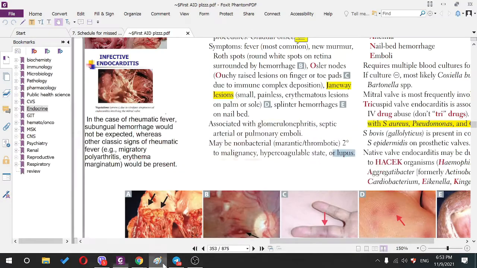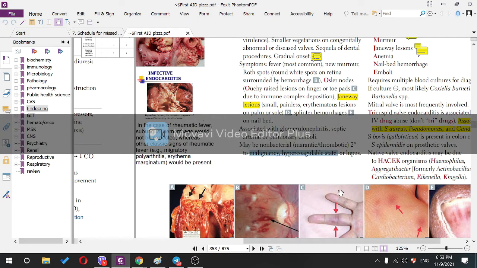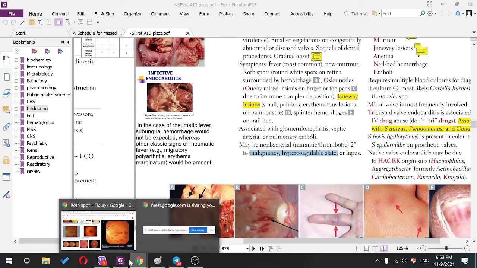Good. So they can be secondary to malignancy and hypercoagulable state. Well, it means that there is, which malignancy is most commonly leading to hypercoagulable state, guys? Do you know it? There is one malignancy that causes hypercoagulable state.